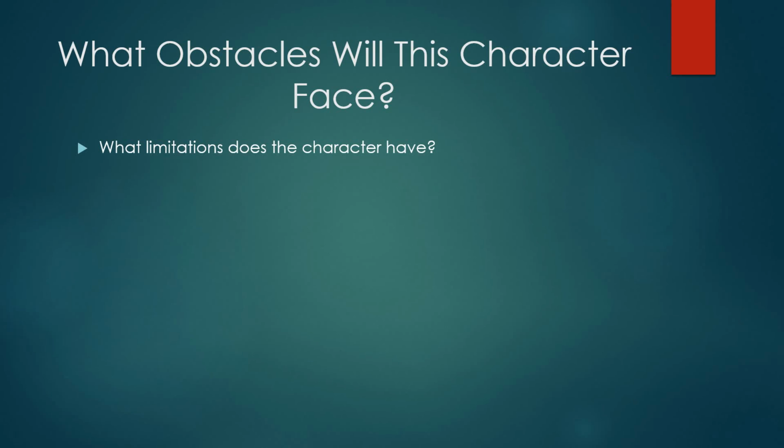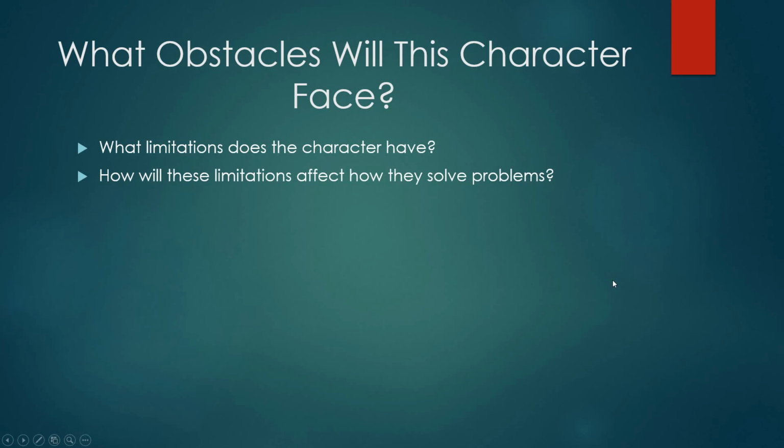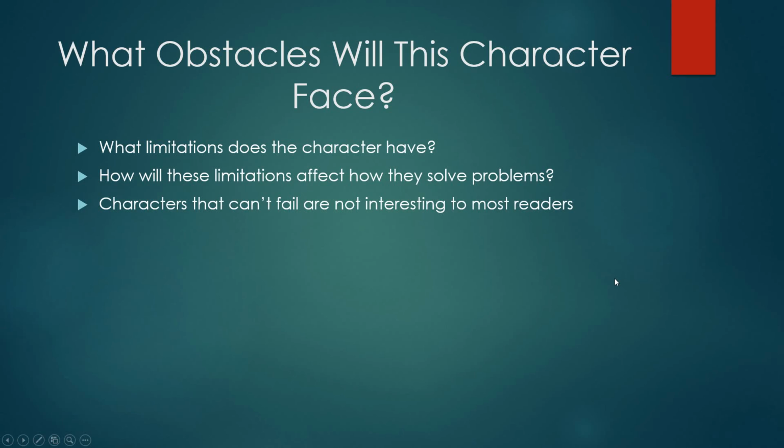problem solve. Like I said, if they're perfect in all ways, like this overpowered Superman that we have now, then we're not going to be really in fear for them or worried that they're going to succeed or not. So exactly how will these limitations affect how they solve problems? And remember that characters that can't fail are not interesting to most readers. If you have a character in a story that can't fail, then what's the point?